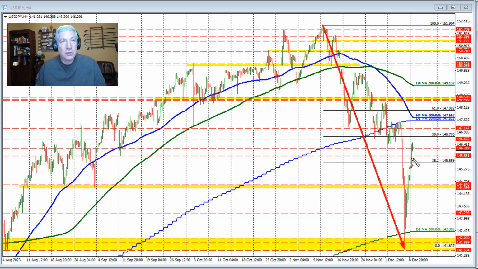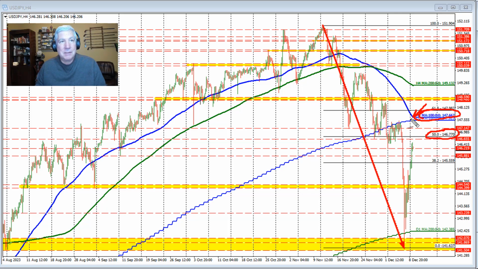Again, this is a 4-hour chart. The 50% retracement comes in at 146.770, and that's going to be our next target on the top side on further momentum in that direction. If we get above that level, then we'll start to look toward the 100-bar moving average on the 4-hour chart and the 100-day moving average. Those are these two moving averages right through here. Those would be the targets on further upside momentum.